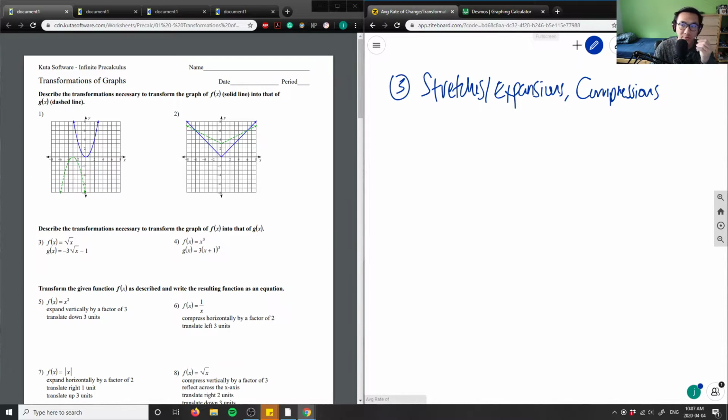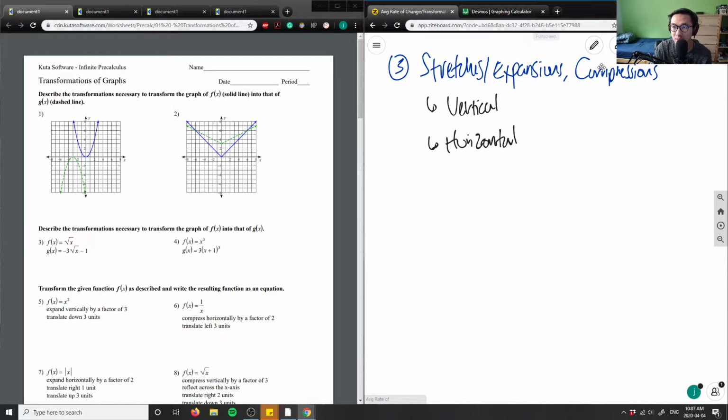And then there are 2 types. There's a vertical one and there's a horizontal one, so it goes in both planes. Let me break this down. We have one that's vertical and one that's horizontal. How do we do this? Let's do the vertical one first. Let me erase this and do vertical first. Actually, I'll do this in red.